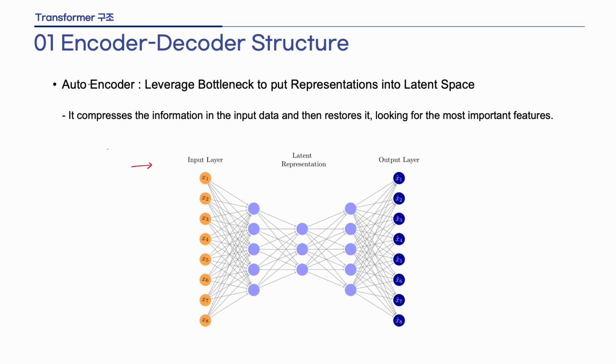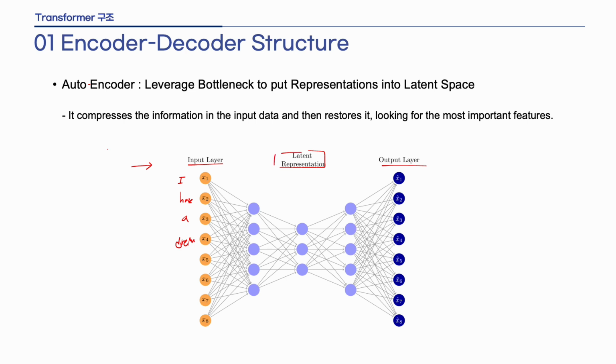Here is an example of an autoencoder. It consists of three different types of layers. The first layer is the input layer. Typically, the input layer is a sequence of data, such as natural language, for example, "I have a dream." Then the other two layers are the output layer as well as the latent representation.